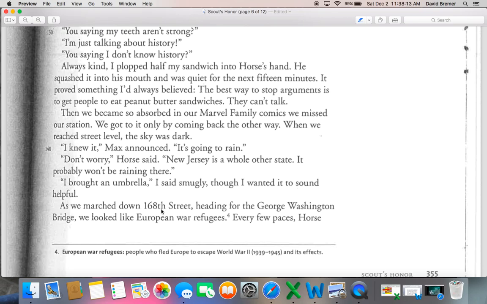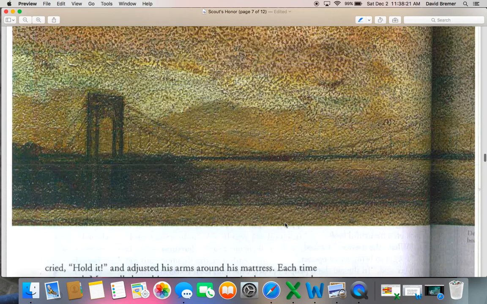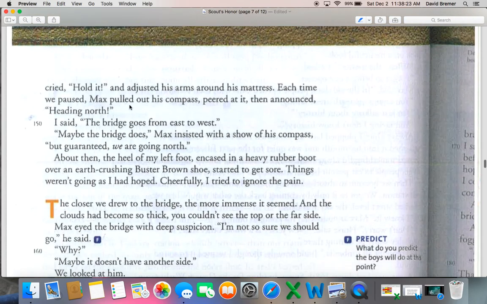As we marched down 168th Street heading for the George Washington Bridge, we looked like European war refugees. Every few paces, Horace cried, "Hold it!" and adjusted his arms around his mattress. Each time we paused, Max pulled out his compass, peered at it, then announced, "Heading north." I said, "The bridge goes from east to west." "Maybe the bridge does," Max insisted with a show of his compass, "but guaranteed we are going north."